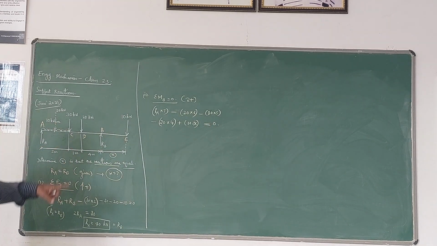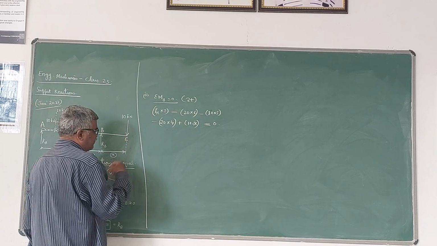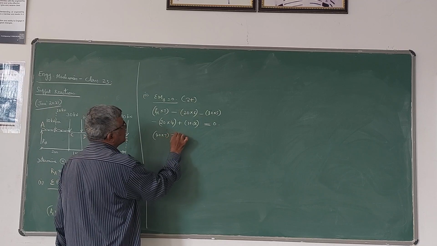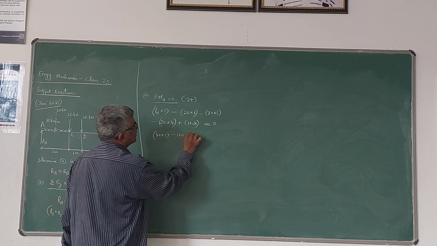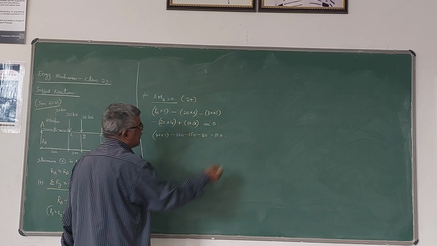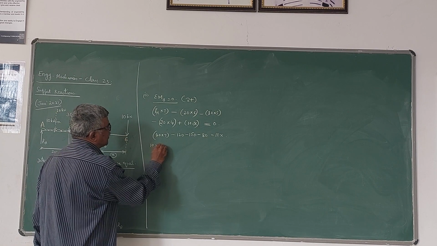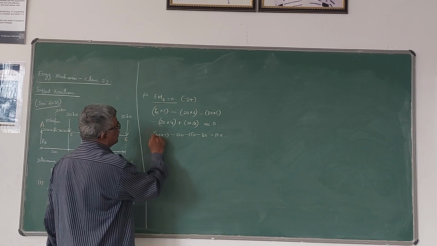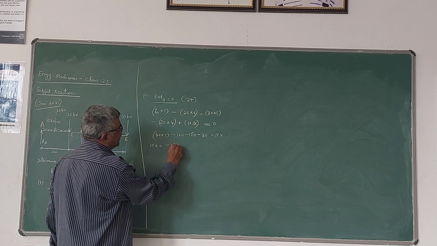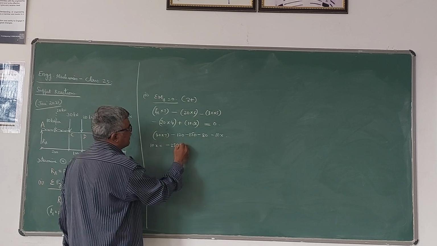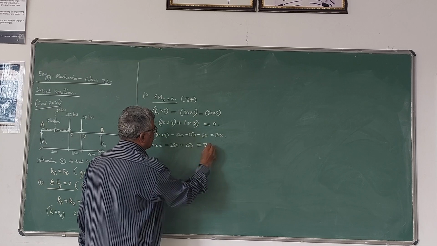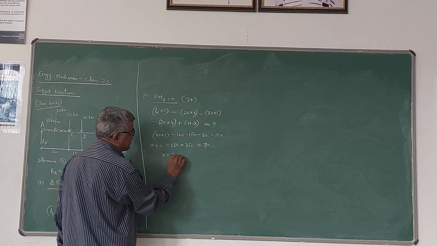Now you can substitute the value of RA as 40 kN, which we have got in the first step. So 40 into 7 minus 120 minus 150 minus 80 is equal to 10x. I have taken it to that side because it is plus. Therefore 10x is equal to 280 minus 270 minus 80, that is 350, which becomes 70. So therefore x is equal to 70 divided by 10, 7 meters.